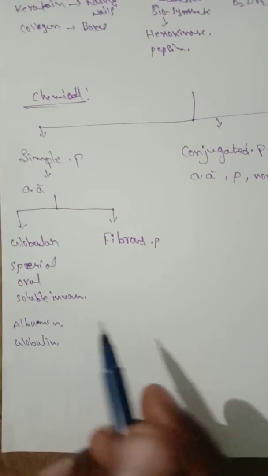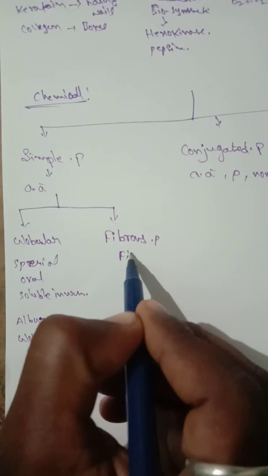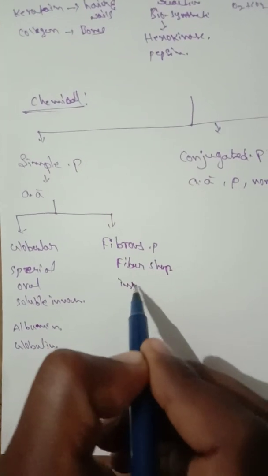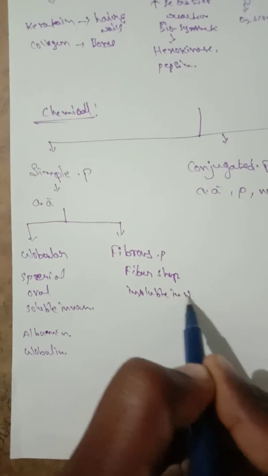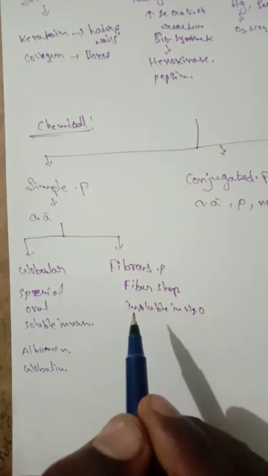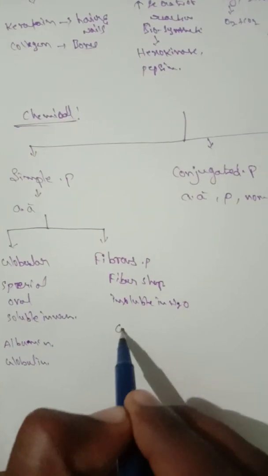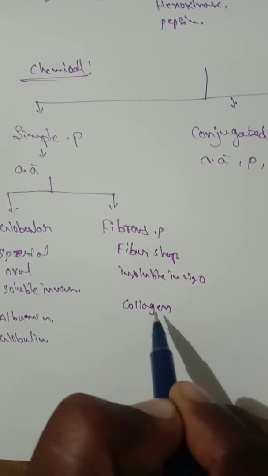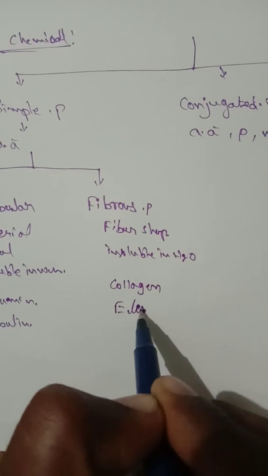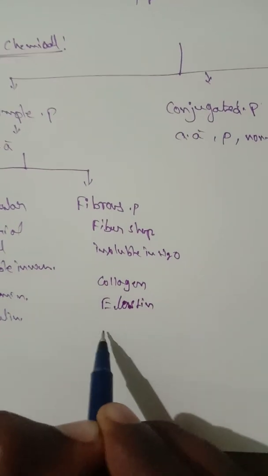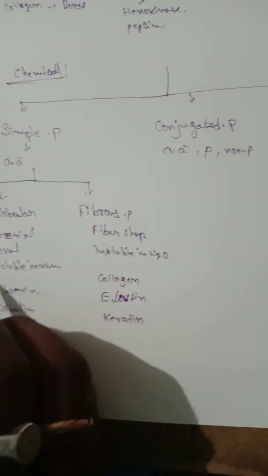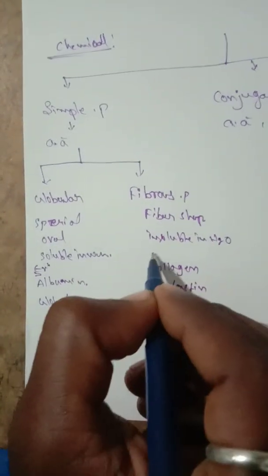Then what are the fibrous proteins? They are fiber-like in shape. They are insoluble in water. The next one, examples. What are the examples? Collagen, elastin and keratins. So these are the examples for the globular and fibrous proteins.